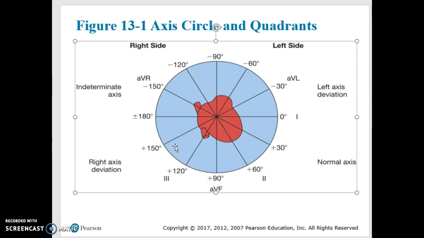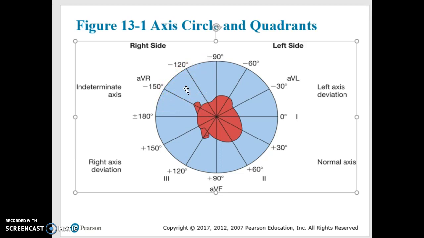A normal axis deviation is from 0 to positive 90. A left axis deviation is going to be from 0 to negative 90, which is up here, so 0 to negative 90. So that's going to be in this area. A right axis deviation is going to be from positive 90 to positive negative 180. So positive 90 to positive negative 180, so that's going to be here. And then the indeterminate axis is going to be from negative 90 to positive negative 180, which is in this area. We're going to work on some strips in class.